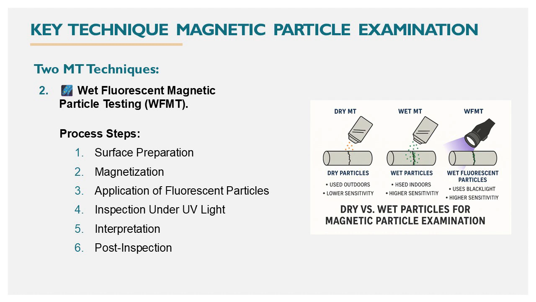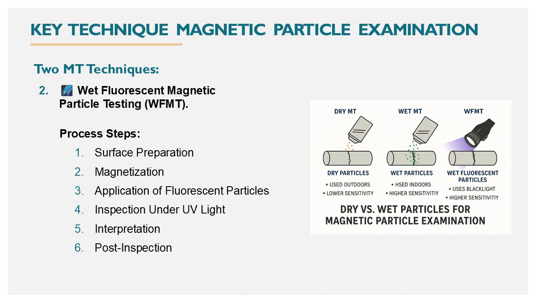Step number 3 is application of fluorescent particles. Spray or flow the suspension over the surface. Step number 4 is inspection under UV light. Use a UVA lamp, typically 365 nanometers wavelength. Inspect in a dark room or shaded area to enhance visibility. And if there is any defect shown, we will see the fluorescent particles glow brightly at defect sites.